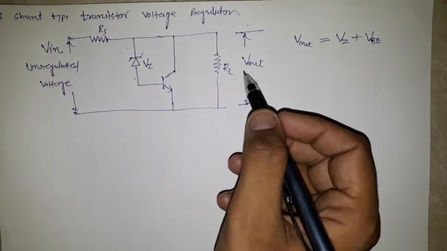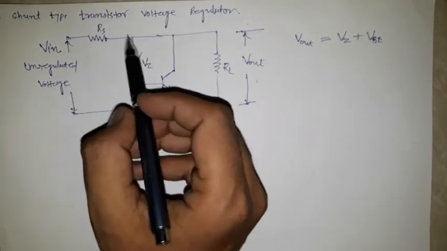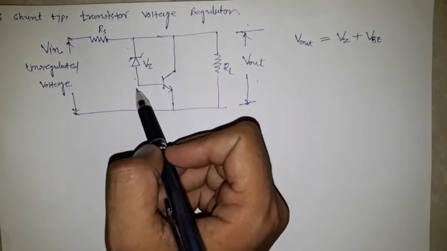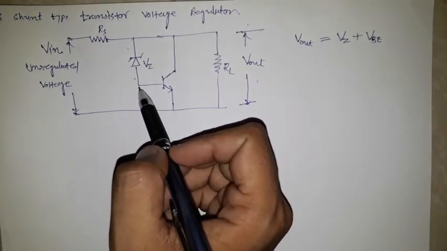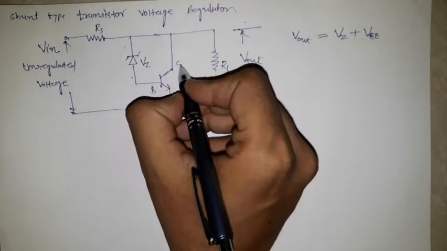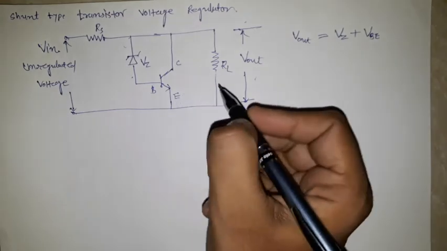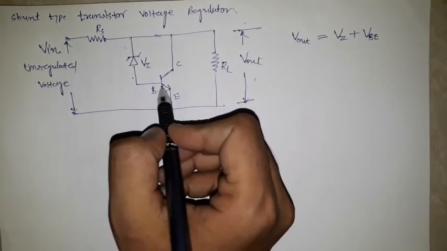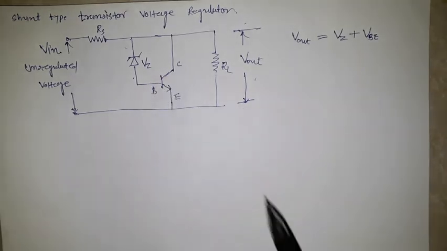The increase is coupled through the Zener diode. Here is a Zener diode. So this increase is coupled through the Zener diode to the base of the transistor. Here is the base. Okay, this is base, collector and emitter. So this voltage is coupled through the Zener diode to the base of this transistor.